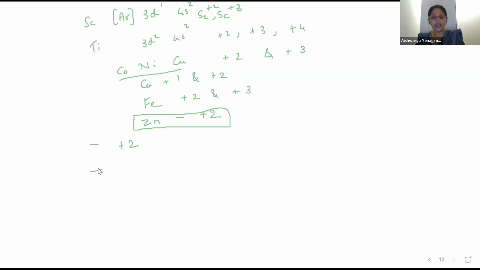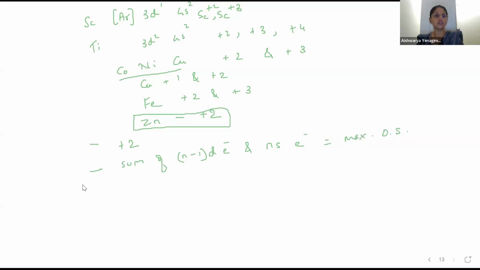The tendency to exhibit the highest oxidation state increases up to the middle, reaches a maximum and then decreases. What is the maximum oxidation state? It is the sum of the (n-1)d electrons and the ns electrons. When you total the electrons of the (n-1)d and ns subshells, you will get the maximum oxidation state shown by the element.